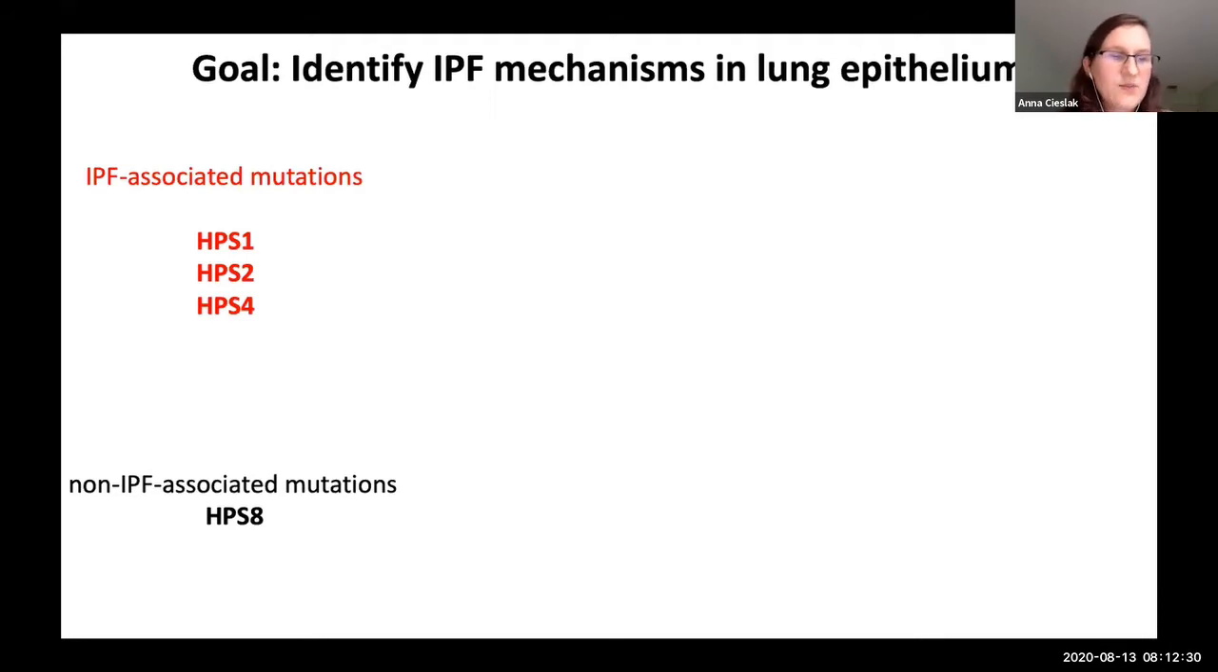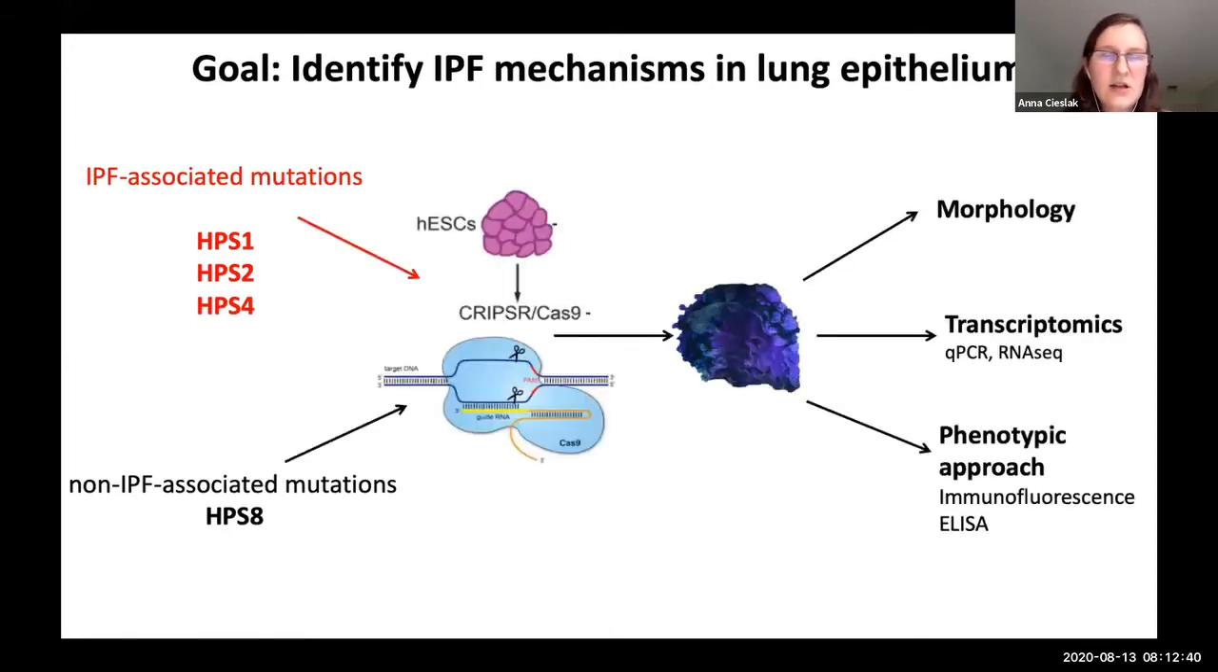The idea of the experiments was that we introduce IPF-associated and non-associated mutations in embryonic stem cell lines, using CRISPR-Cas9 gene editing technology, and characterize hPS mutant lung organoids with transcriptomic and phenotypic approaches.